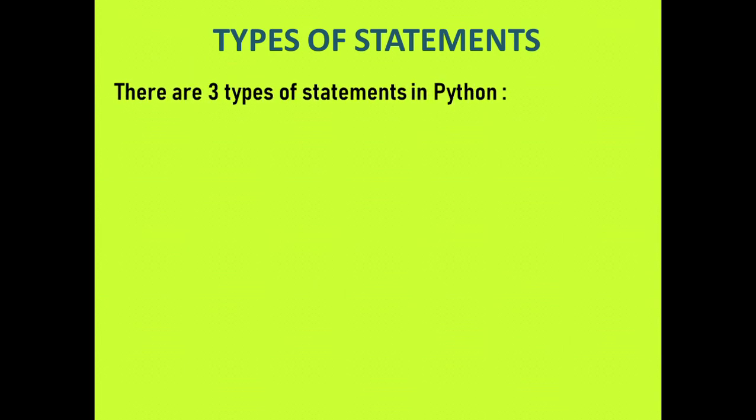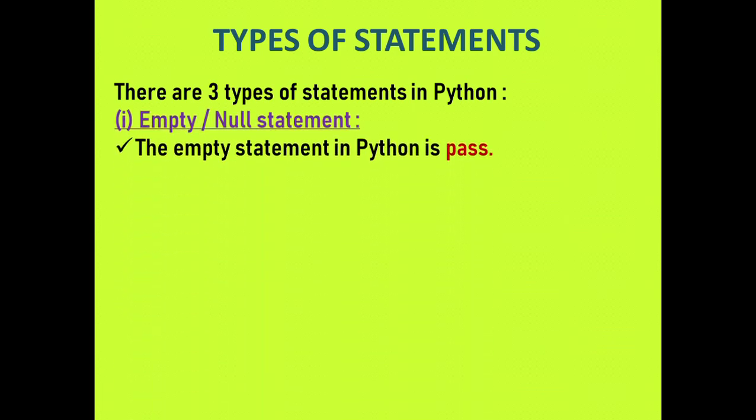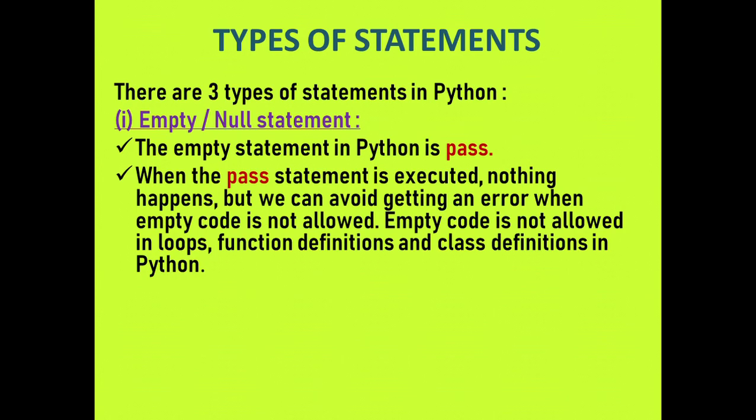There are three types of statements in Python. The first one is the empty or null statement. The empty statement in Python is pass. Actually, when this pass statement gets executed, nothing happens. But we can avoid getting an error when empty coding is not allowed. In Python, empty code is not allowed inside loops, function definitions, and class definitions. You will be studying function definitions and class definitions in detail in the upcoming videos. So as of now, understand that if we need to have empty coding, we can use this pass statement.